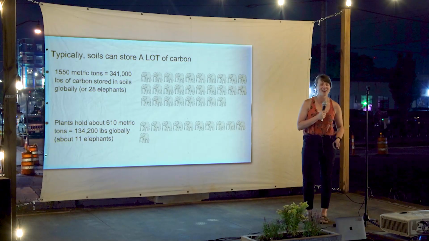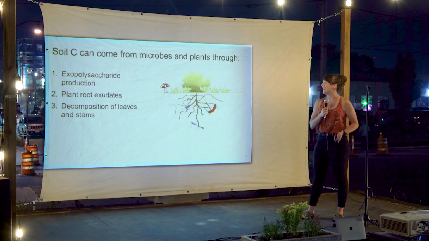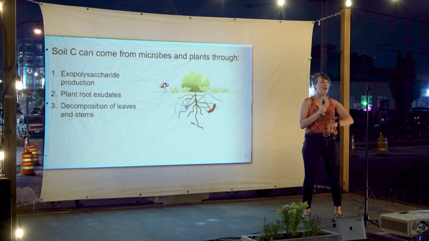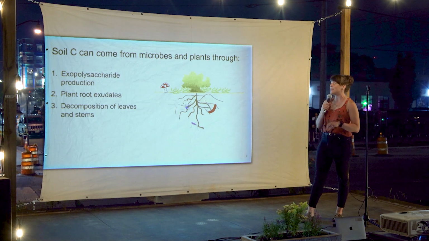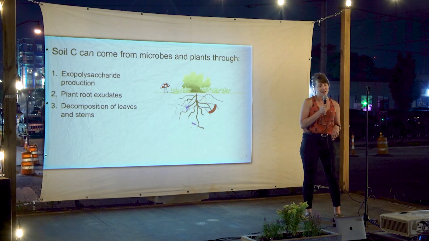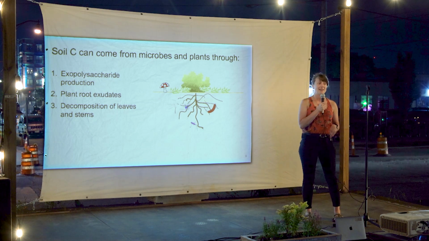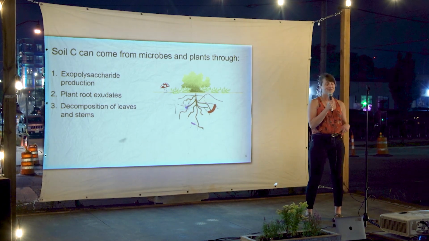Lots of carbon is stored in soils. Main point. Okay. Yay! Thank you. Soil carbon can come from microbes and plants through a few different sources, and we'll go over these in a minute. One is exopolysaccharide production. A second one is plant root exudates. And a third one is decomposition of stems and leaves. That one's the easy one.